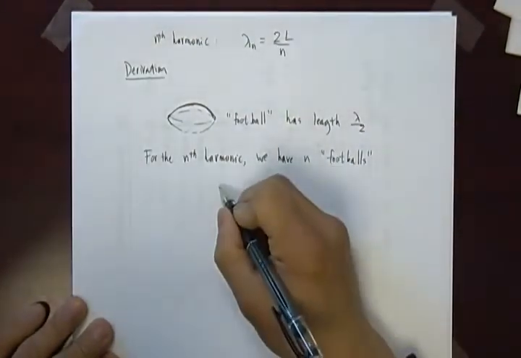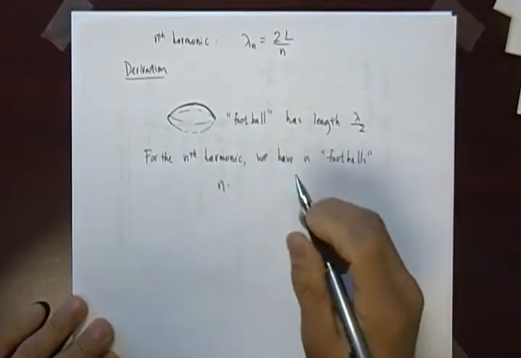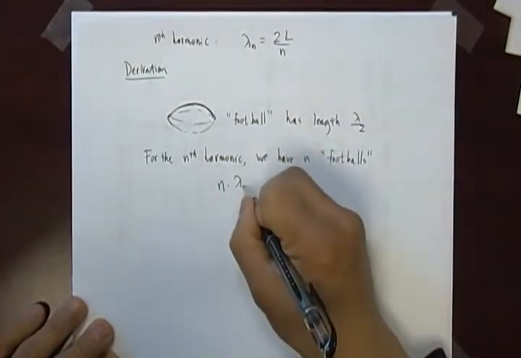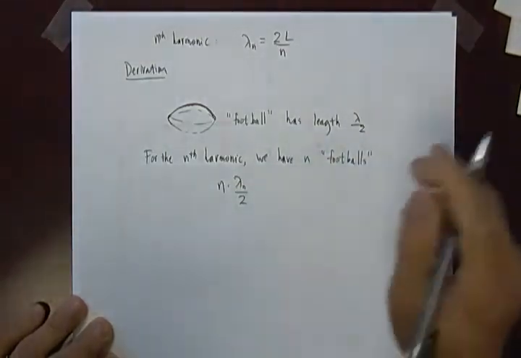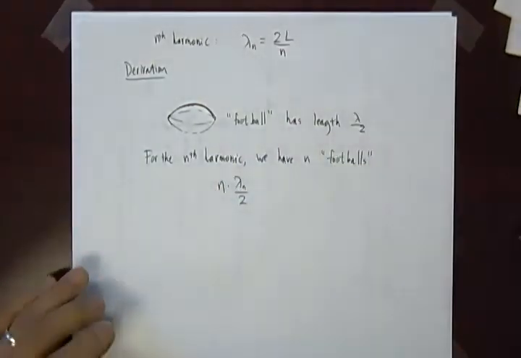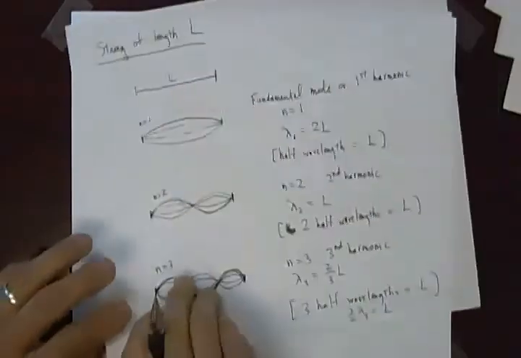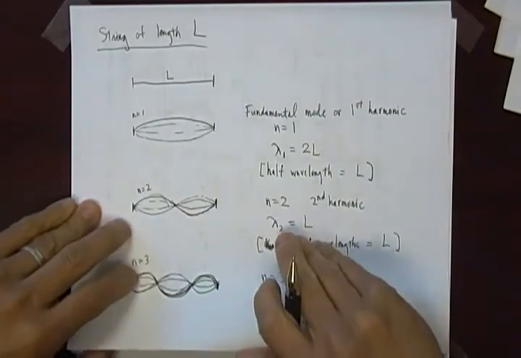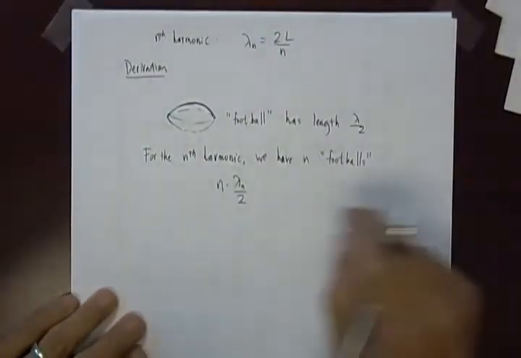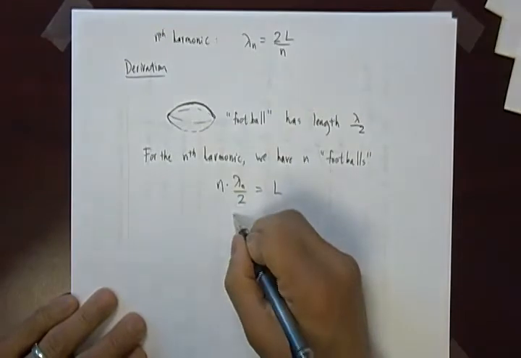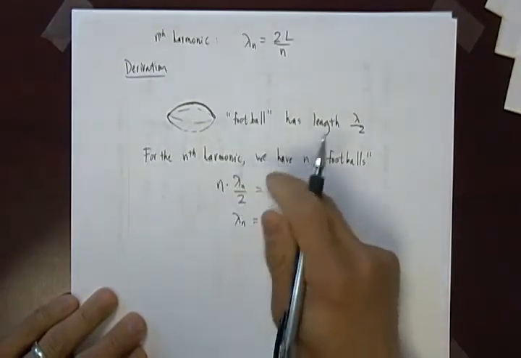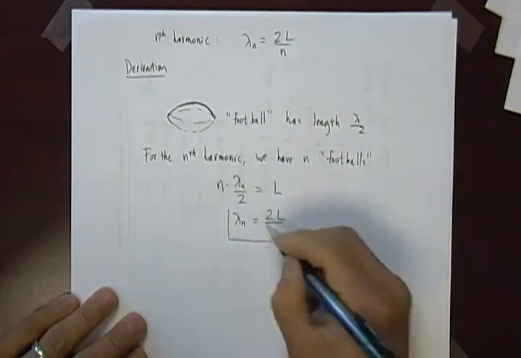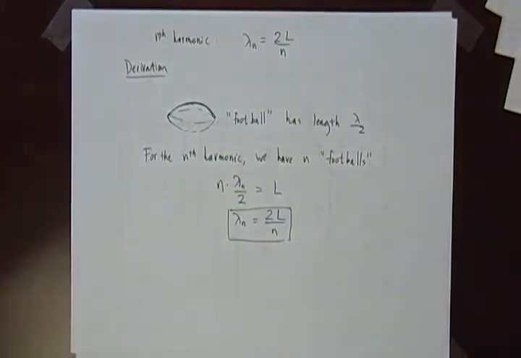Okay? So what is the relation then? We have n footballs, each has a length of, now I'll put the little subscript in, lambda n over 2 for the nth harmonic. And all together, I have a bunch of footballs lined up. I'll have n footballs that must equal L. So n of these things is equal to L. So then lambda n must be, let's multiply by 2, so I have 2L. And then divide by n, and that gives me the formula 2L over n. Okay?